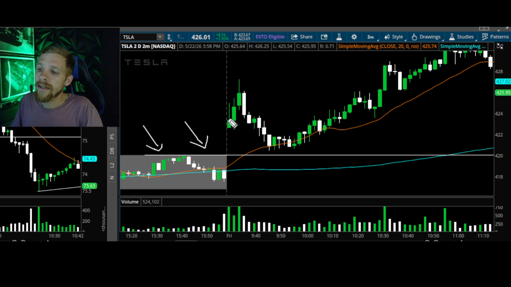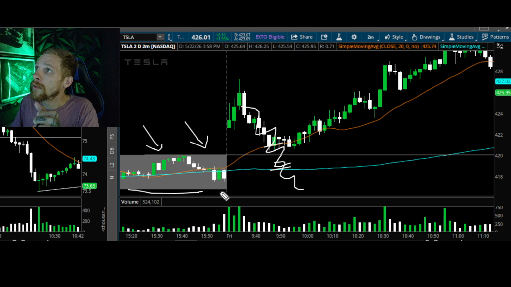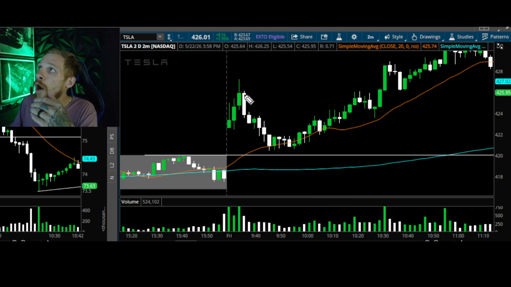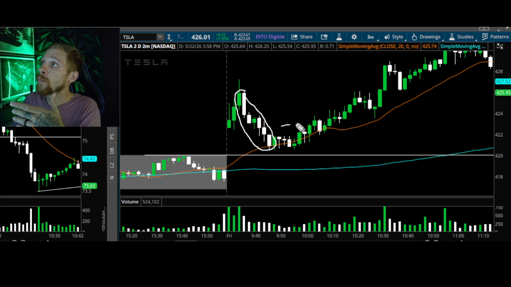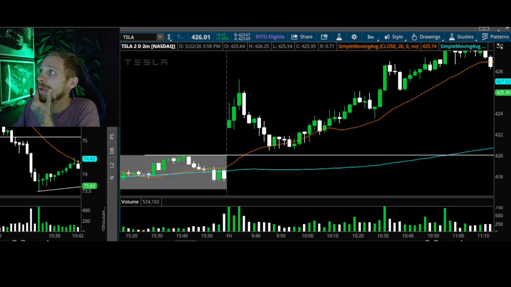My bias of long will never change until price fully gets below both of these SMAs and the Fab 4 low. That's when my bias starts to flip and I start to look for retracements, pullbacks, and then moves to the downside. But until that happens, I am always long. So this right here is just setting me up for a potential move to the highs again. That's it. That's all.